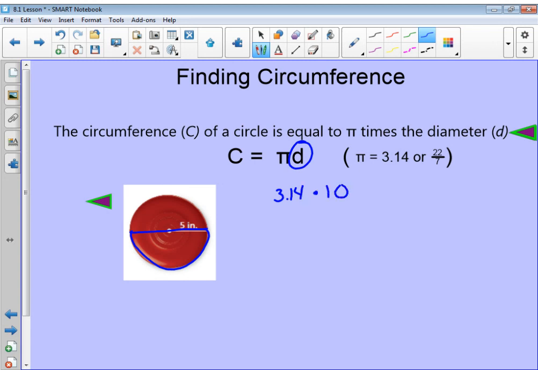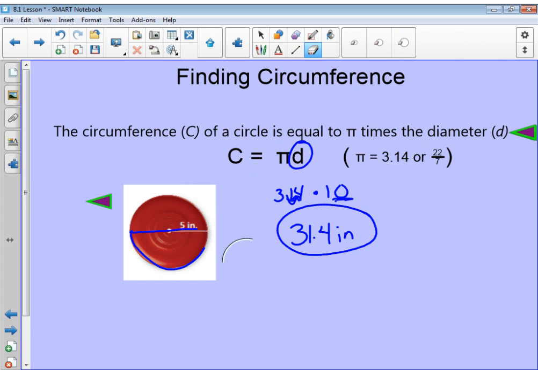And yes, you may use your calculator if you need to, but here's a trick. When doing units of 10, you can move over the number of zeros. So I have one zero. If I go one place to the right, it gives me 31.4. My units on here was inches. And circumference is like a perimeter. It just has a specific name. So no, it is not squared. It's just the distance around.